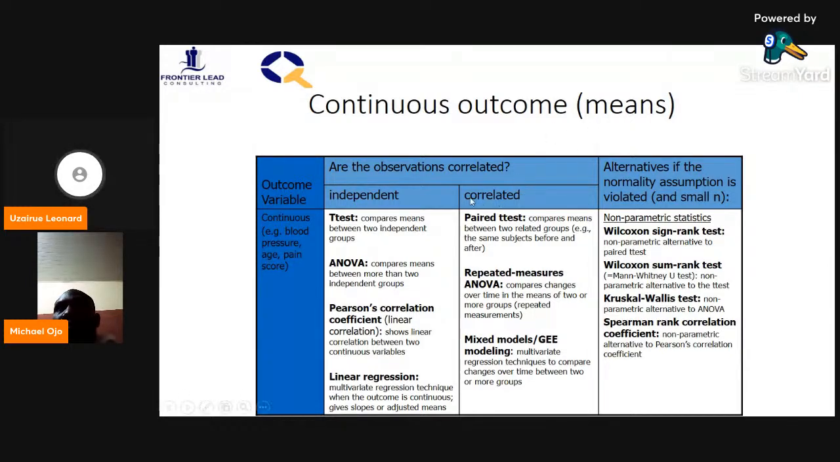Now, if they are paired, we are comparing means between two related groups, for example, the same subject before and after. Just like I said, taking the glucose level of, let's say, 10 individuals, you take their fasting blood sugar, then after 2 hours you take another sample again. So you take before meal and after meal for the same group. In this kind of data, you'll be running what we refer to as a paired t-test.